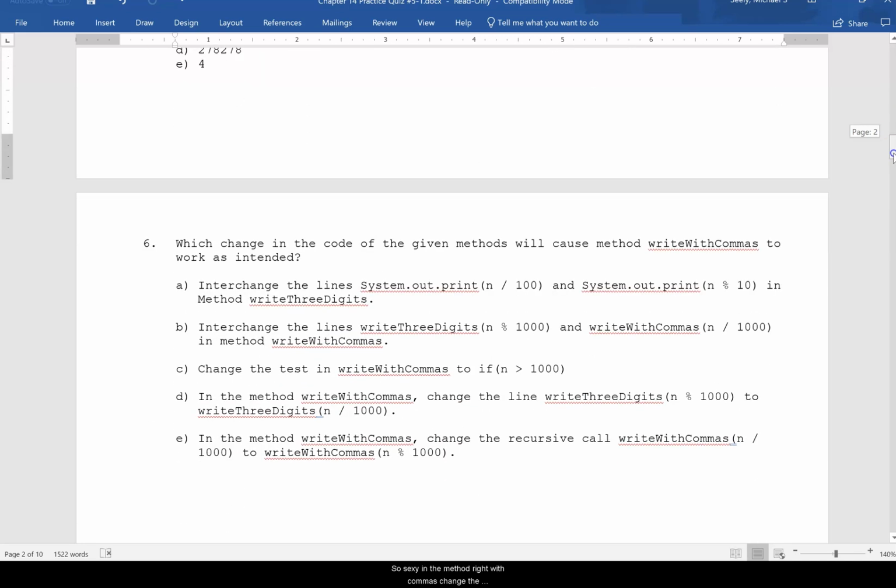So 6E, in the method write with commas, change the recursive call.